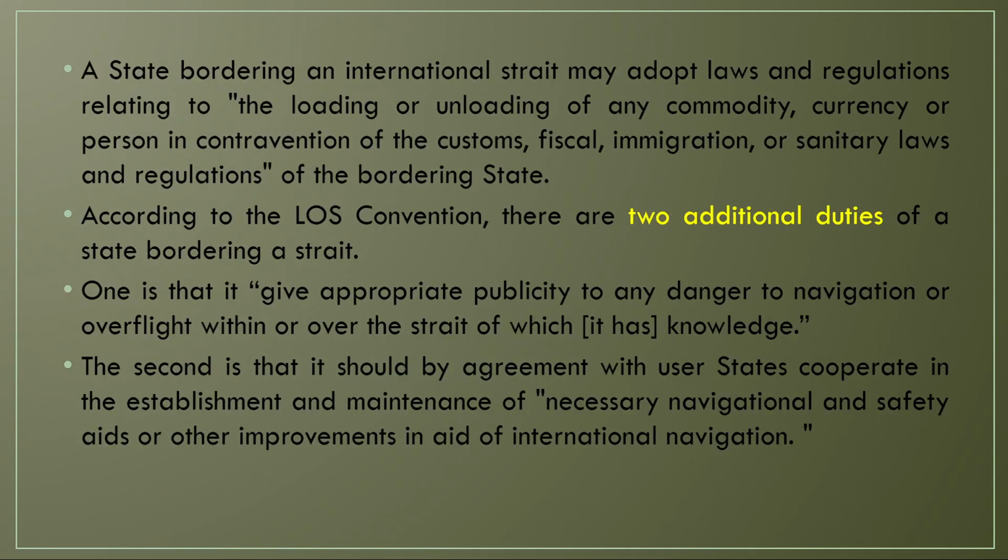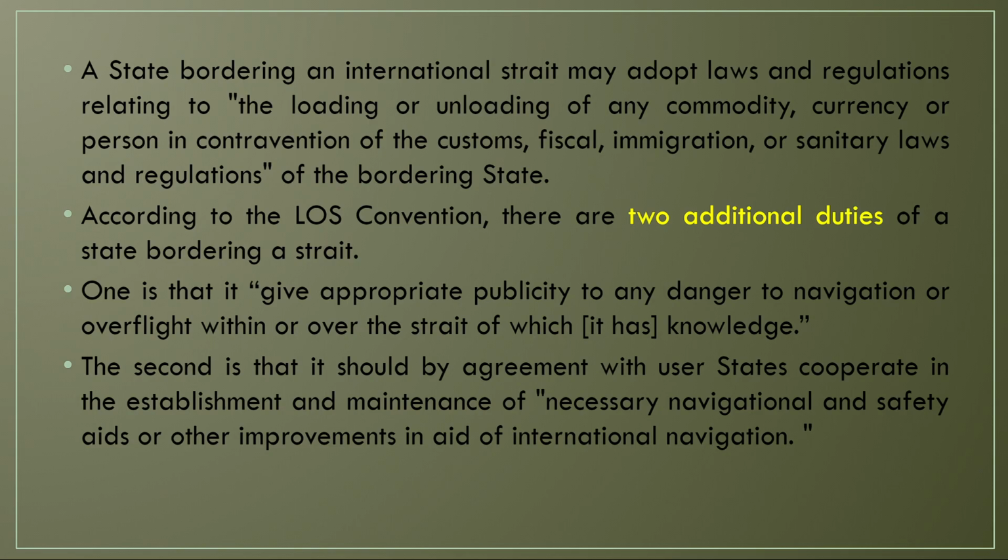A state bordering an international strait may adopt laws and regulations relating to the loading or unloading of any commodity, currency, or person in contravention of the customs, fiscal, immigration, or sanitary laws and regulations of the bordering state. So, in that case, we see that in the strait region, the bordering state can apply its laws regarding the loading and unloading of commodities, currency laws, fiscal laws, immigration laws, or sanitary laws. So this kind of laws can be applied by the bordering state.